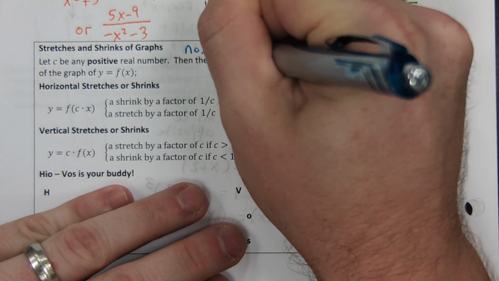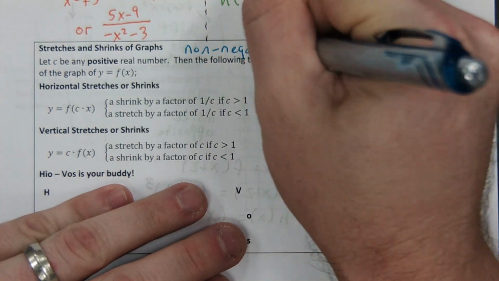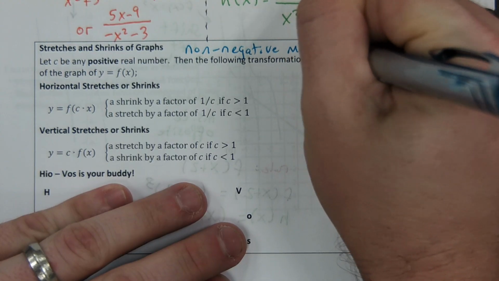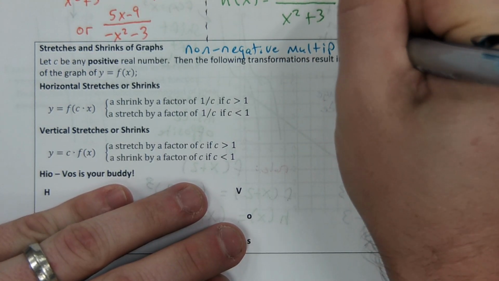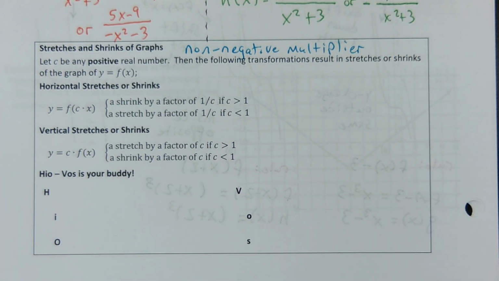If you have a non-negative multiplier. Well, Mr. M, what if I did have a negative multiplier? What if it said times -2? The negative symbol is its own transformation. The negative symbol is the reflection. So if you saw a times -2 somewhere, the negative was a reflection, and then the 2 was the dilation. The non-negative number is the dilation.